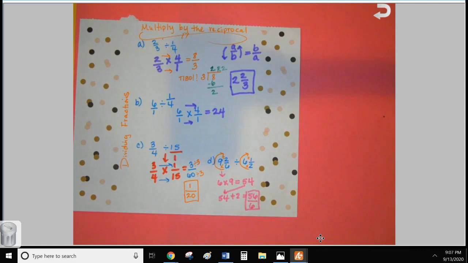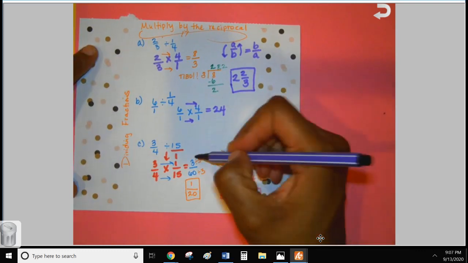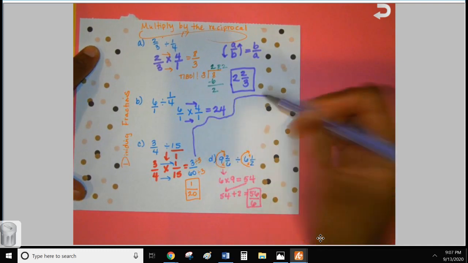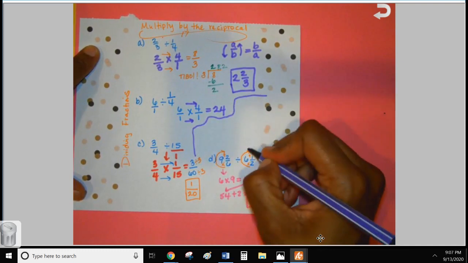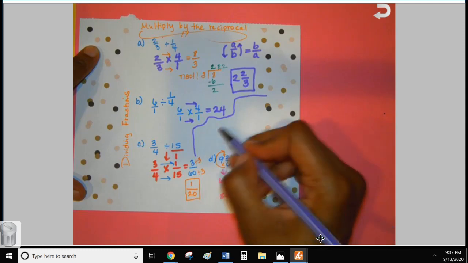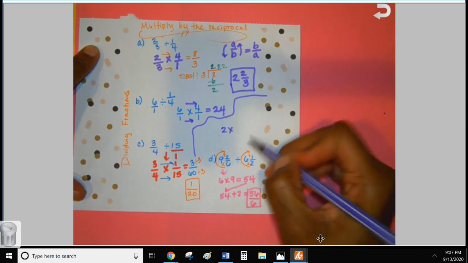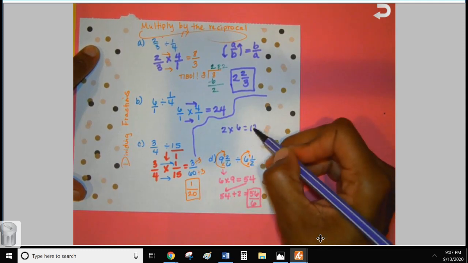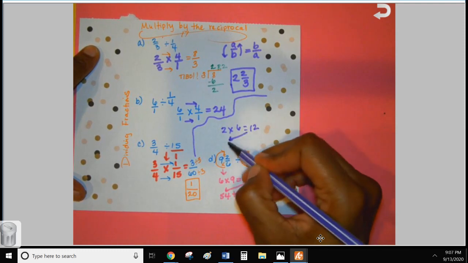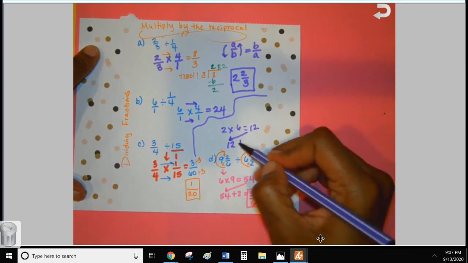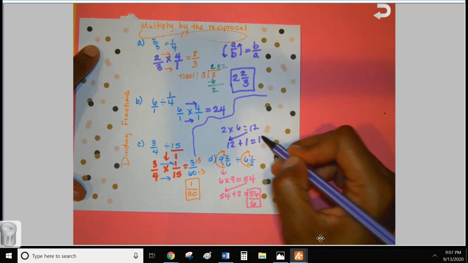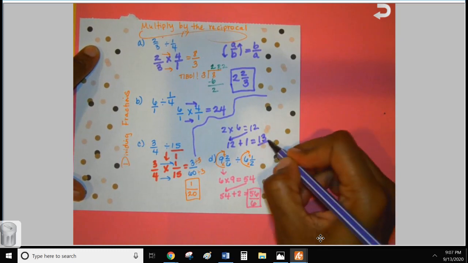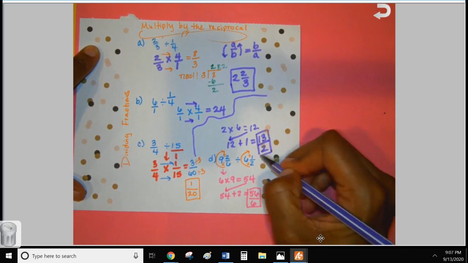For the next one, I'm going to just make a space and go above. So again, I would do 2 times 6 gives me 12. Bring my 12 down to the next line. Plus 1 will give me 13. And my denominator stays the same, 13 halves.